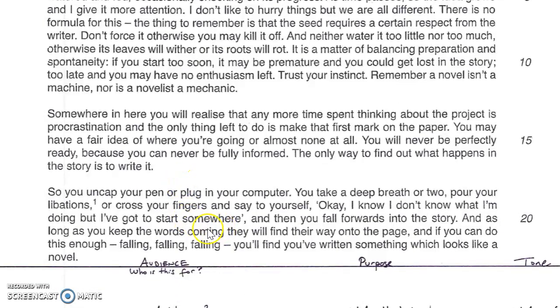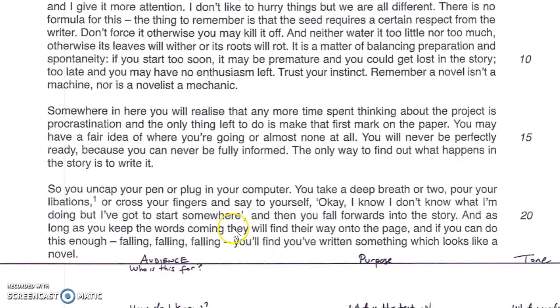I also notice another thing to compare here is this repetition, this kind of 3-part or triad phonological phrase, falling, falling, falling. A triadic phonological phrase that's kind of rhythmic. Typically you expect this kind of rhythm in spoken language, maybe in a speech or something. But here, it creates a nice rhythm to the sentence. If you can do this enough, falling, falling, falling, you'll find you've written something which looks like a novel. So that's a cool thing to notice there.